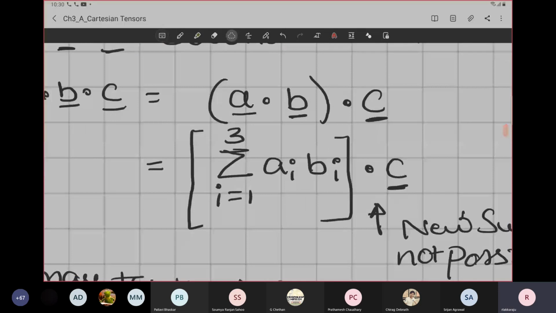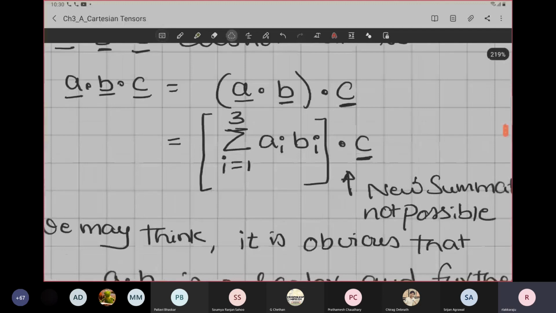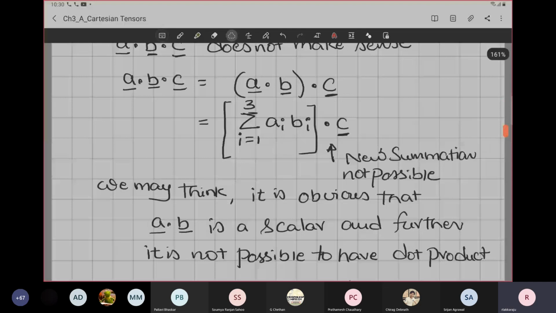A dot B in indicial notation means summation I equal to 1 to 3 of AI Bj, where I is equal to j, or perhaps condensation I would like to apply. So summation 1 to 3 AI Bi. Now there is something like a dot C. That means once again I need to condense. Now AI Bi summation is a scalar, it's not anymore a vector, a tensor of rank 1. It doesn't have any index.